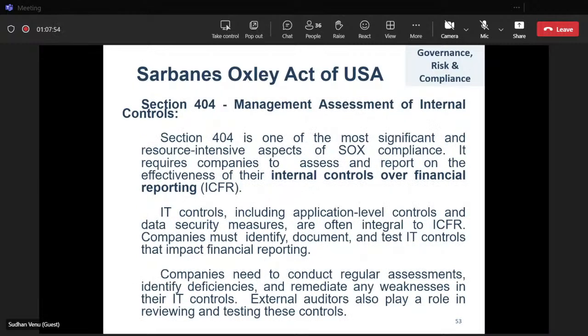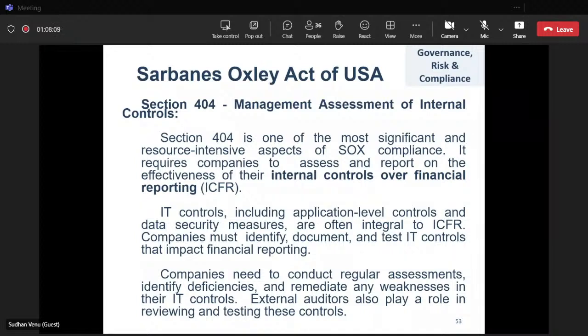And Section 404, which is for the management assessment of internal control, is one of the most significant and resource intensive aspects of SOX compliance.